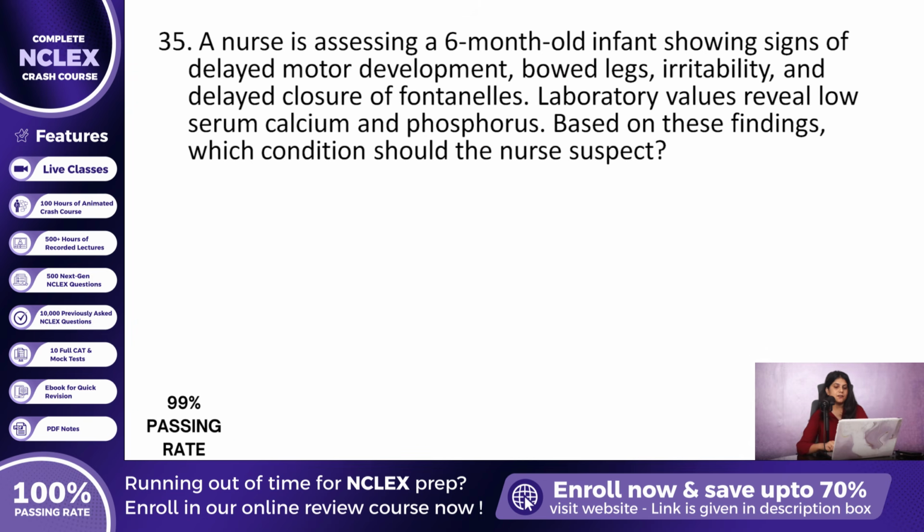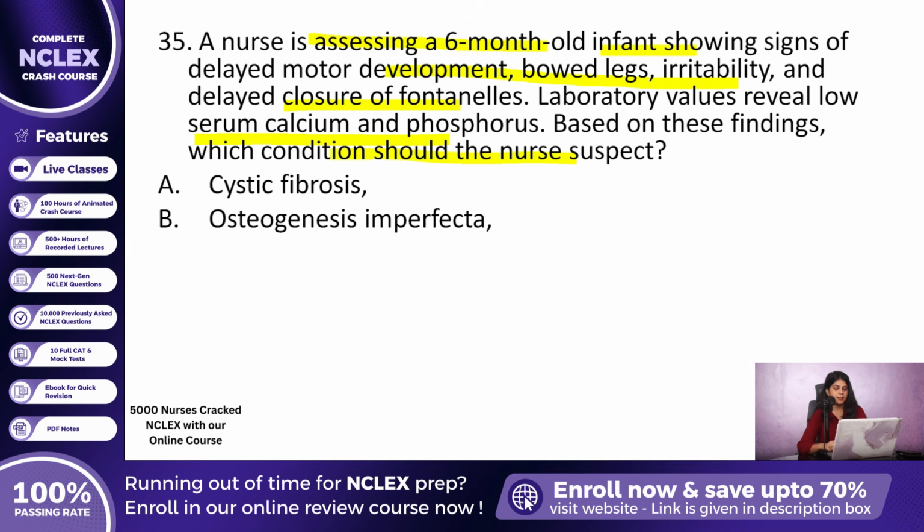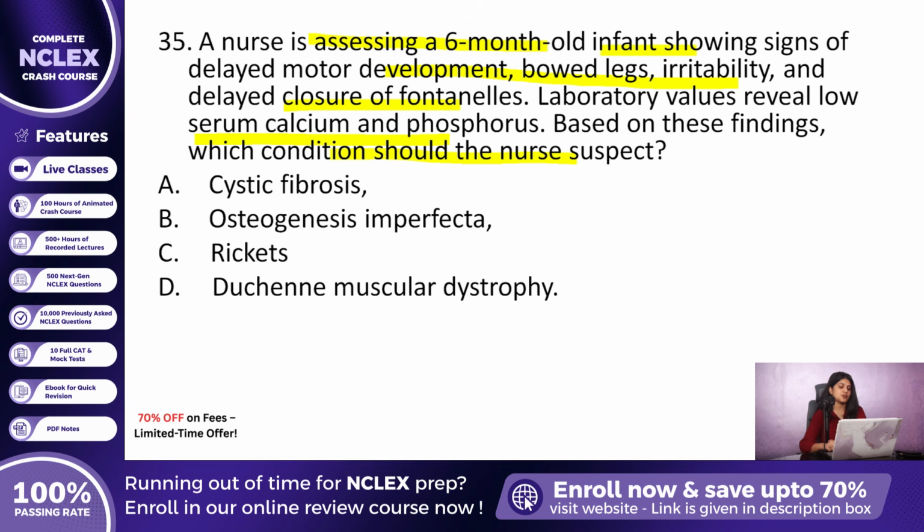Question 35. Next, let us review pediatric metabolic disorders. A nurse is assessing a 6-month-old infant showing signs of delayed motor development, bowed legs, irritability, and delayed closure of fontanelles. Laboratory values reveal low serum calcium and phosphorus. Based on these findings, which condition should the nurse suspect? The options are A. Cystic fibrosis, B. Osteogenesis imperfecta, C. Rickets, or D. Duchenne muscular dystrophy.